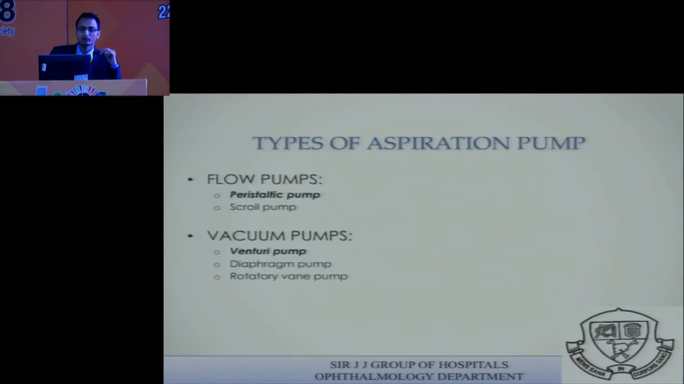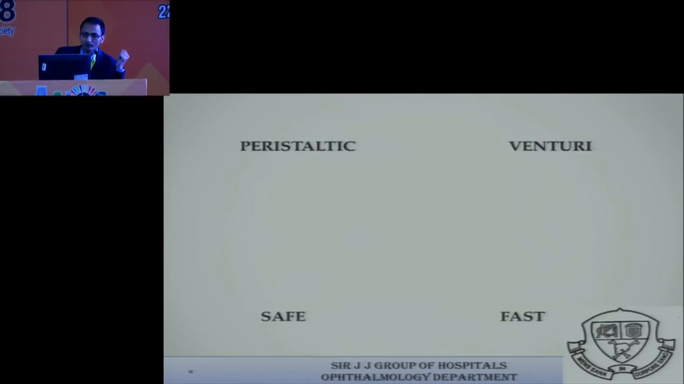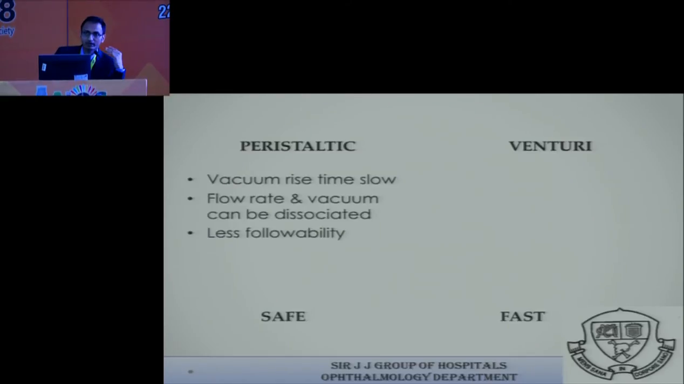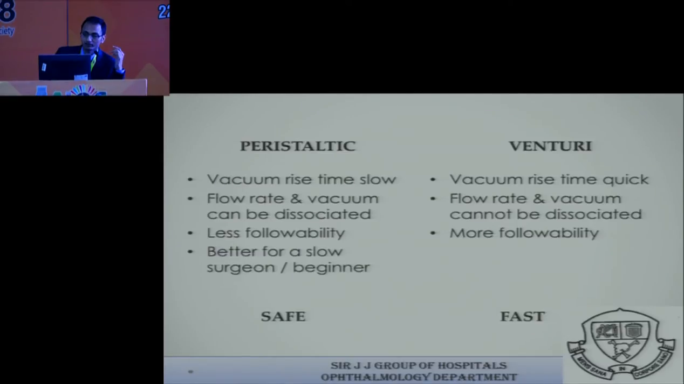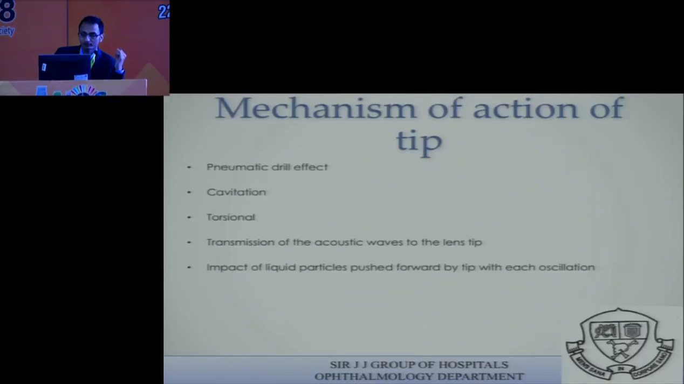Types of aspiration pump, majorly what we use are the peristaltic or the venturi pump. The difference between them: the peristaltic is better known as a safe machine, as there is slow vacuum rise time, the flow rate and the vacuum can be dissociated, less followability, but it is better for beginners. Venturi on the other hand, the flow rate and the vacuum cannot be dissociated, and the vacuum rise time is very quick, especially after the occlusion, and there is more followability, and it's better for the faster surgeon.